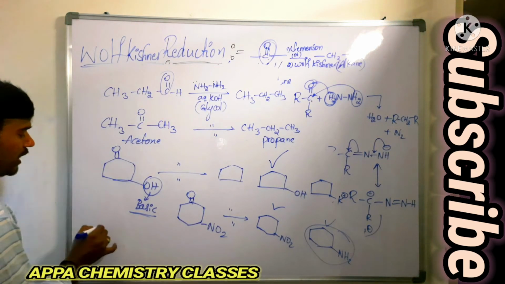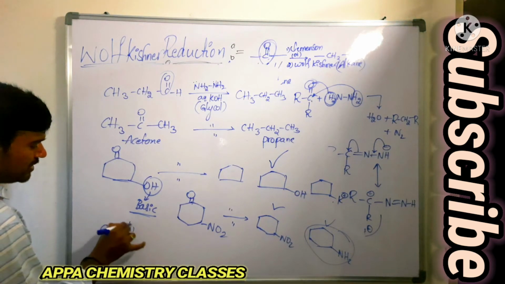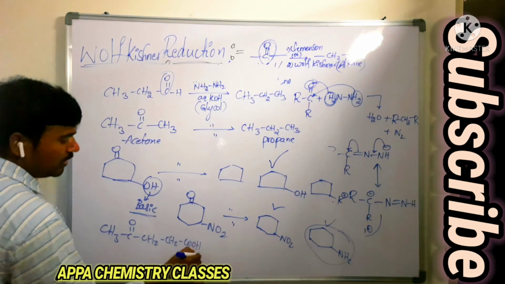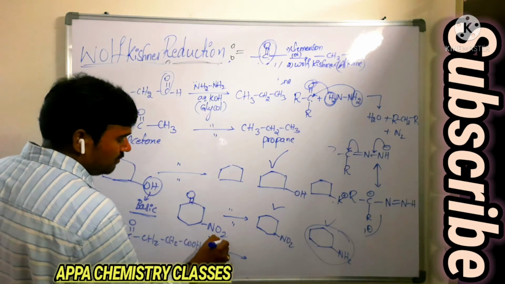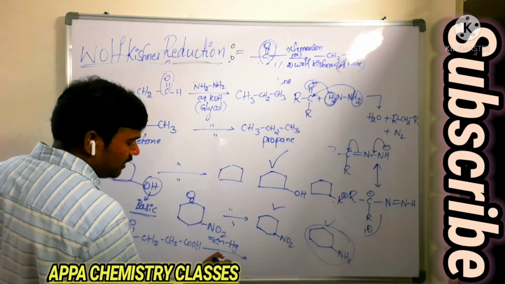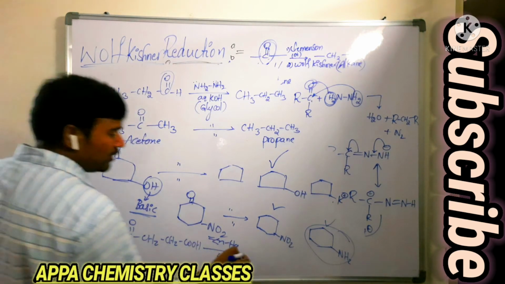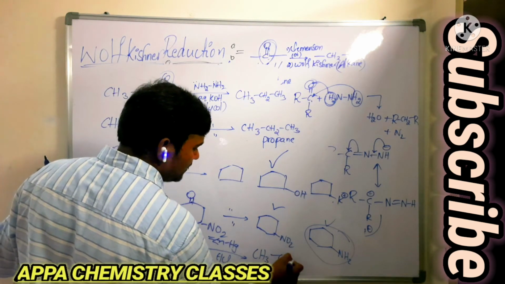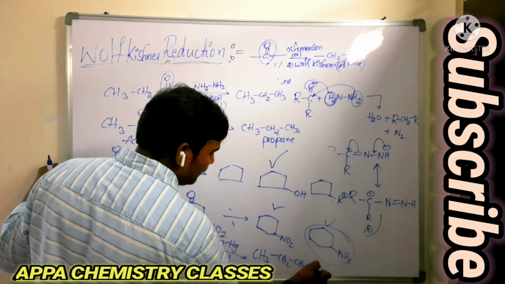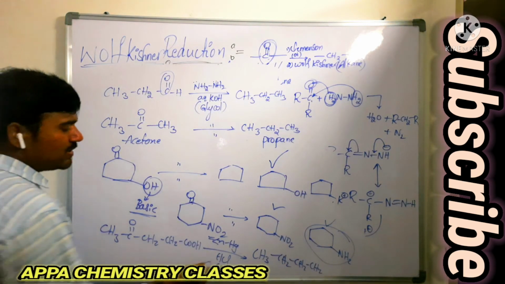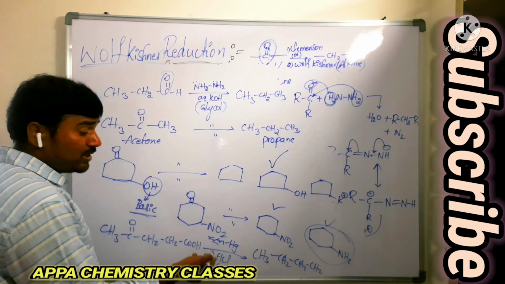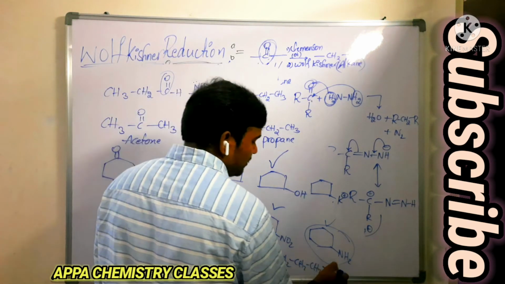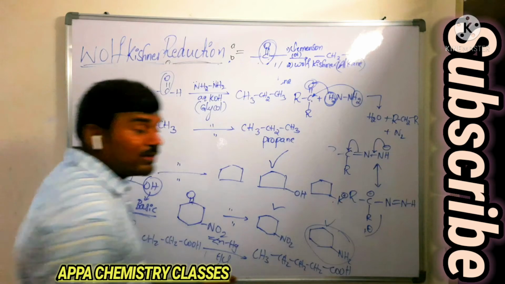Is that clear? Now take the case of C double bond O, CH2 CH2 COOH. Whenever it reacts with zinc amalgam and concentrated HCl, what is the product we are going to get? This keto group is reduced to CH2, giving CH2 CH2 CH2 COOH. Will it reduce the acid? Zinc amalgam and HCl is a Clemmensen reduction, which is in acidic medium. The acid cannot be reduced. The acid stays as it is. Is that clear?